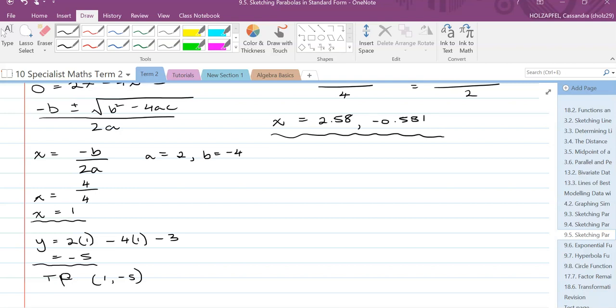So for myself, I think it's much easier to remember completing the square. I always forget the quadratic formula, which is terrible to say. Anyway, I'll go ahead and sketch this and we'll come back.